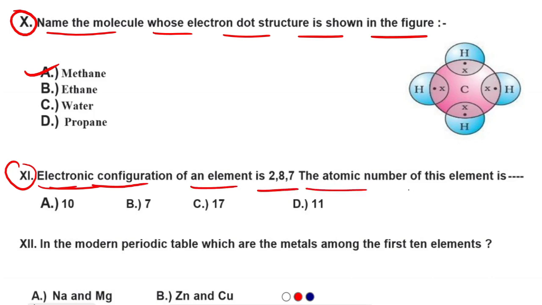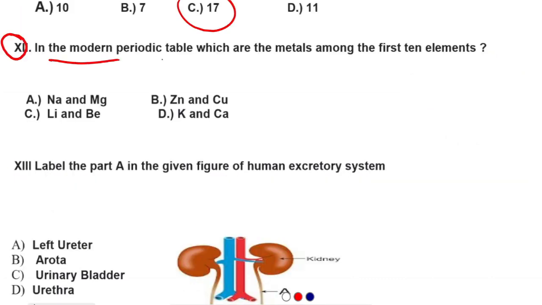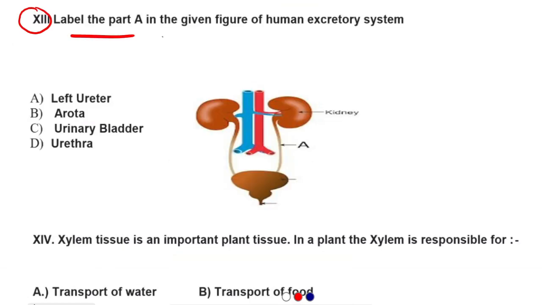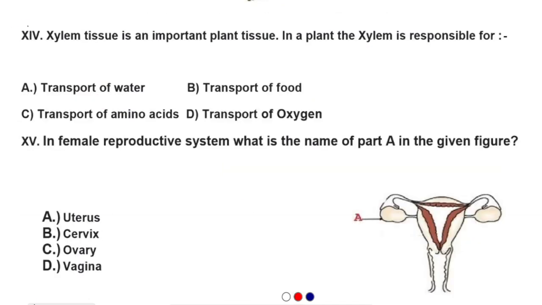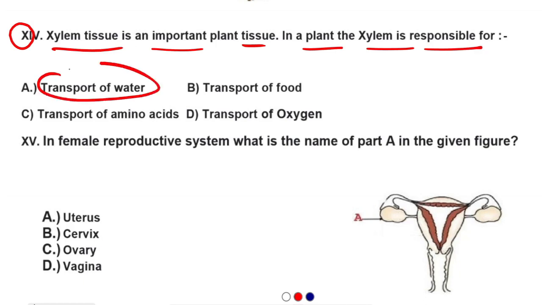Next, electronic configuration of an element is 2, 8, 7. The atomic number of this element is 17. Next, in the modern periodic table, which are the metals among the first 10 elements? Option number C, lithium and beryllium. Next, label the part A in the given figure of human excretory system. Left ureter. Next, xylem tissue is an important plant tissue. In a plant, the xylem is responsible for transport of water.